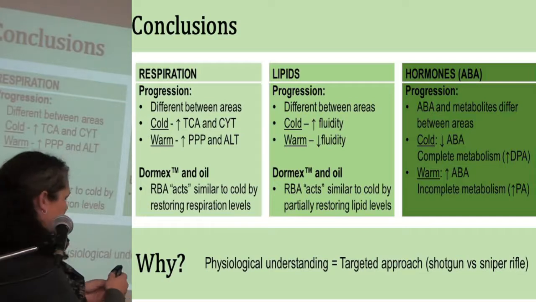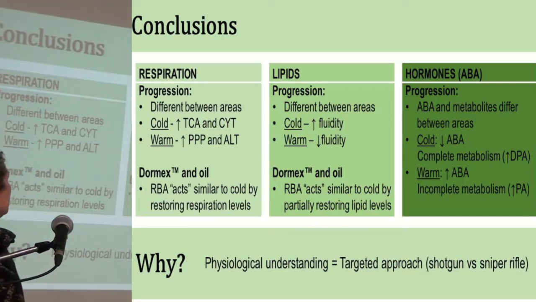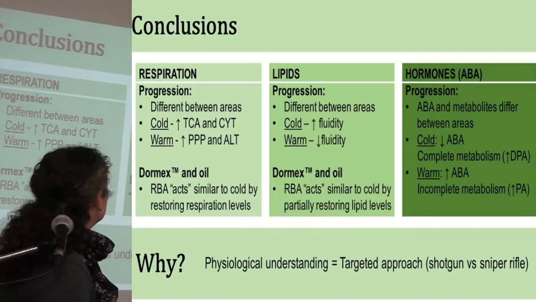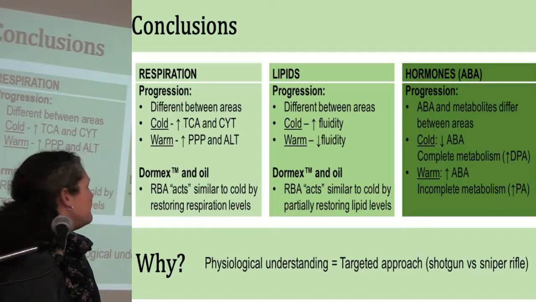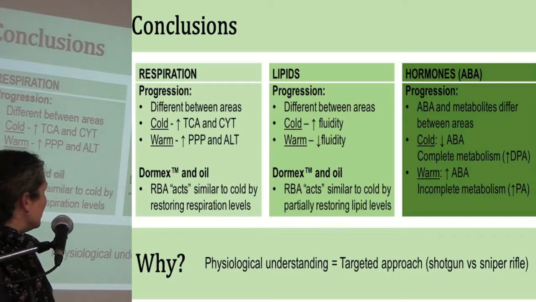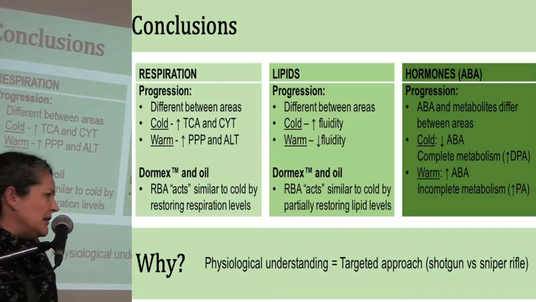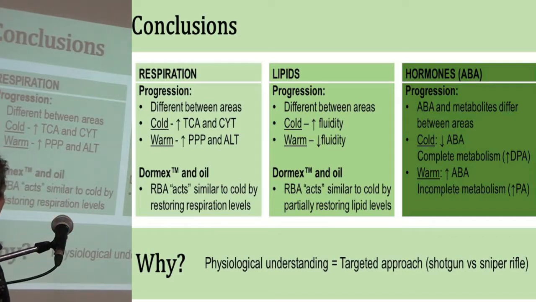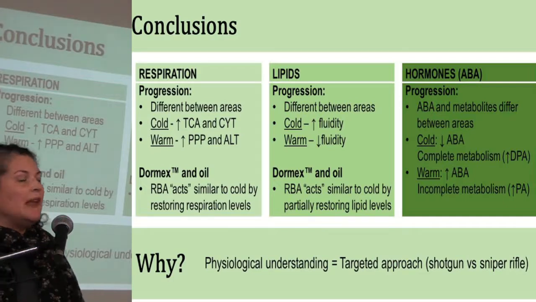There you go, the respiration I've just spoken about. Lipids, we've seen cold areas showing higher double bonds, more fluidity. Again, Dormex is compromising or trying to rectify the situation. Hormones, very interesting results that are still currently being investigated. We actually found higher ABA levels in the warm area, but an incomplete metabolism of ABA in the warm area. Why is this important? I just want to end off with that.